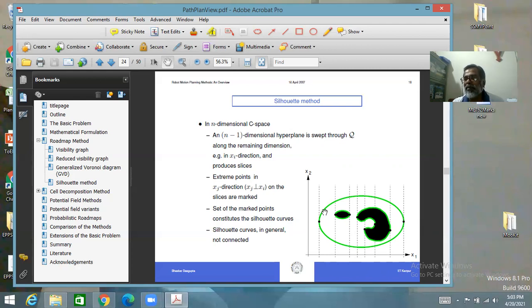This is not roadmap enough. This is not graph enough, because the three silhouette curves that we have got are not connected. You need to connect them. And here comes the beauty of the silhouette method. You see, in this slice you must have got two extreme points. In this slice, however, there will be four extreme points. Cut, cut, cut, cut. Along this slice, there will be six extreme points.